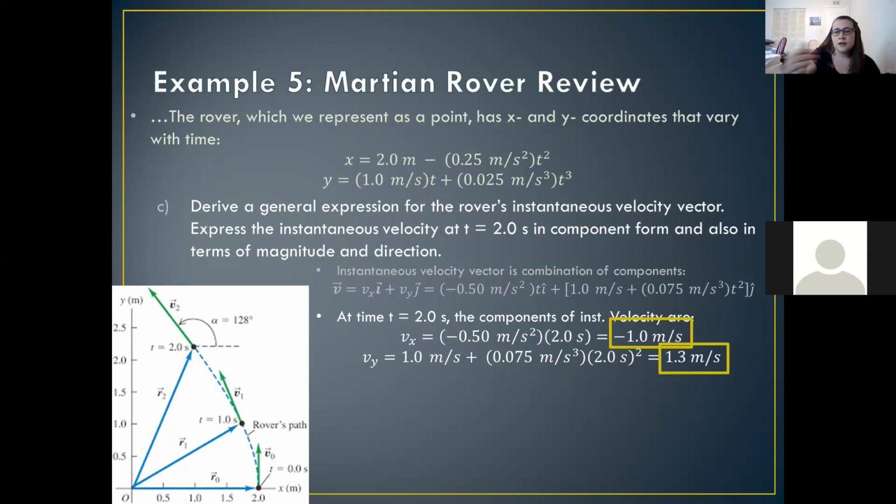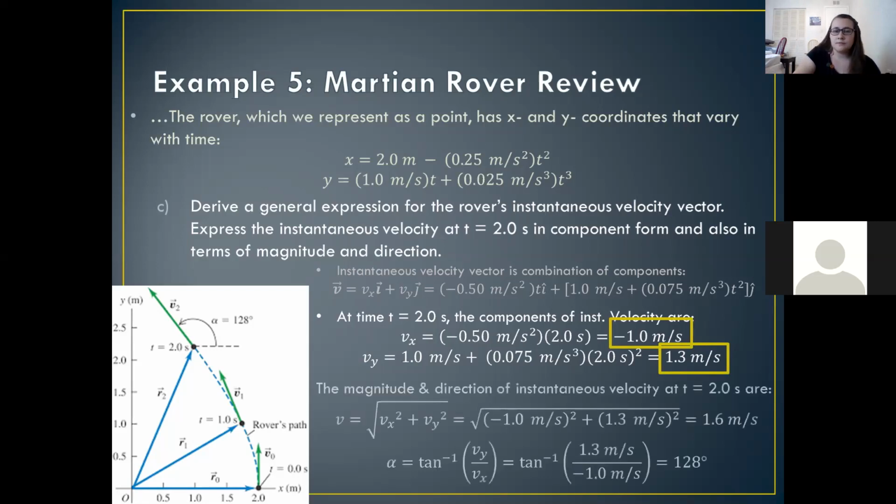It has those two split up from each other. And now it's asked us to find it in terms of magnitude and direction. So when we find the magnitude of something, that's again akin to taking the Pythagorean theorem of the x component squared plus the y component squared, and then you take the square root of all of that. So x component squared is -1 squared, y component squared is 1.3 squared, and when we take the square root of that, it's 1.6 meters per second.